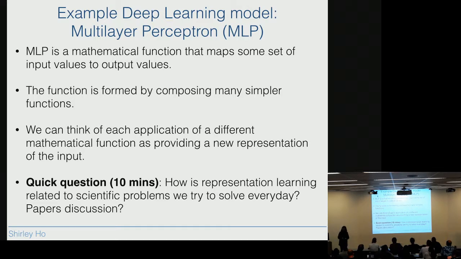So, a quick question for the people in the group. We'll spend about 5 minutes, maybe not even 10. How is representation learning related to the scientific problems that we try to solve every day? I have some paper discussion that I can show you if you like, but I would like to see people discuss a little bit. Let's do 5 minutes first, and I'll show you the papers I wanted you to take a look at. I will pick a group to talk about it at the end. You won't get repeatedly picked, or you can volunteer.